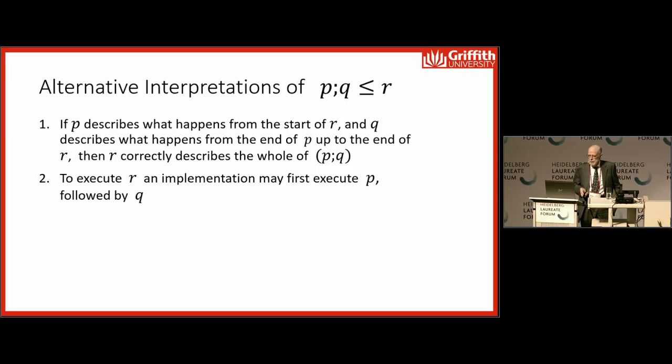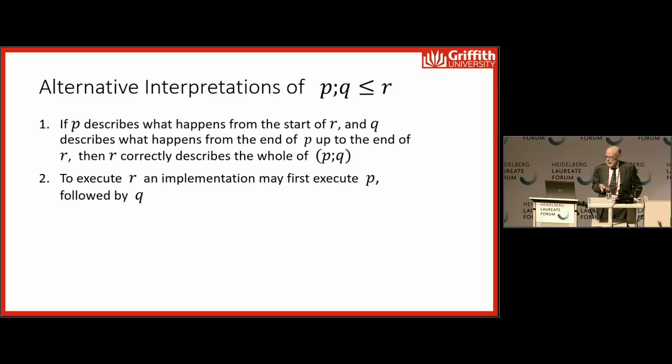So let me try to give you the two interpretations of the ordering relationship that I've been using in terms of programming. If P describes what happens from the start of R, we've got two sides of the equation. They have the same start, of course. And Q describes what happens from the end of P up to the end of R, then R correctly describes the whole of the proposition P semicolon Q, which holds throughout the interval R itself. Because the two intervals on both sides are the same, and P semicolon Q holds in one of them, so it must hold in the other.